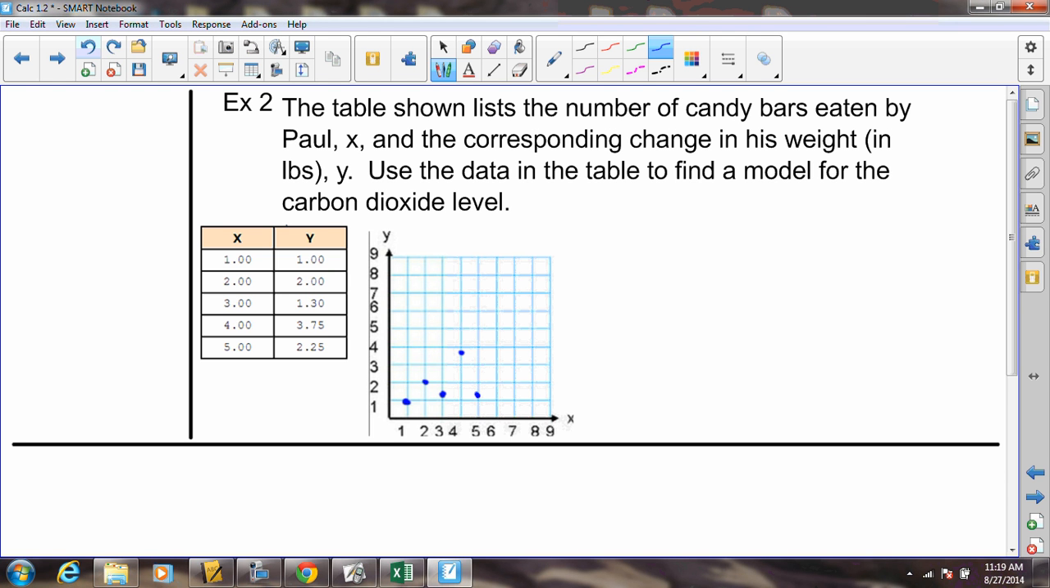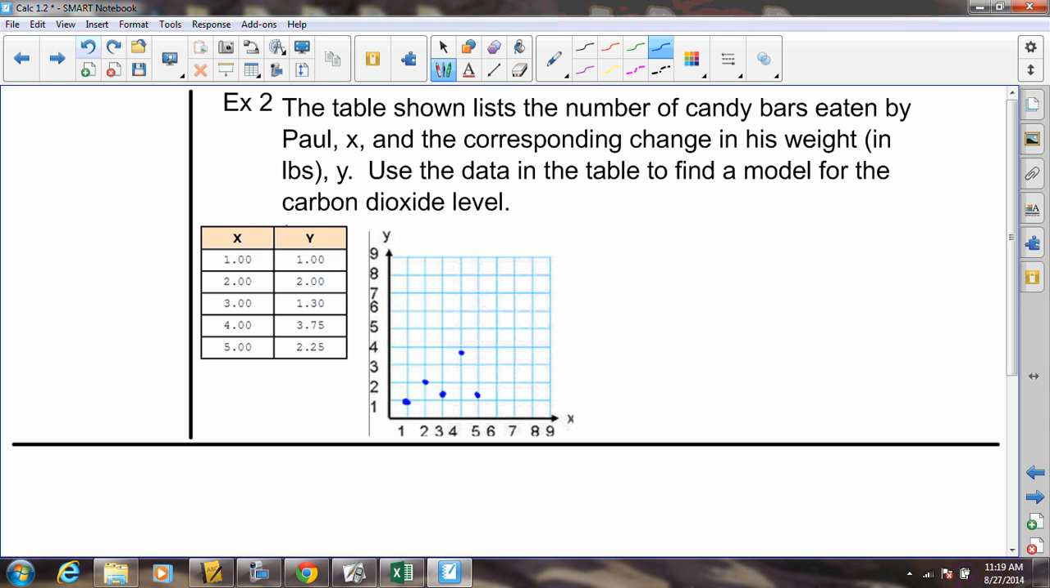3, 4, 5, and List 2: 1, 2, 1.3, 3.75, and something up on mine. 1.3, 2.75, 2.25.